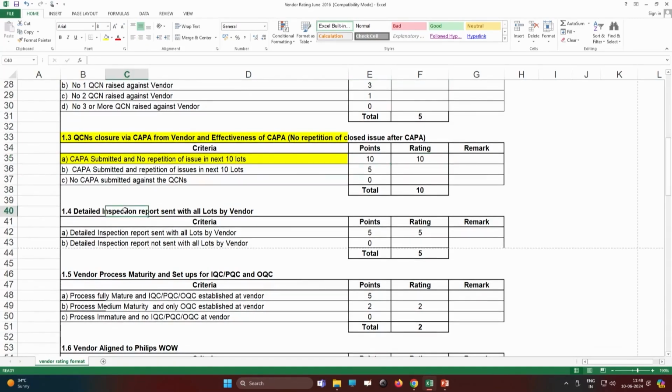Detailed inspection report. If your vendor is sharing with you all the time a detailed inspection report, meaning for whatever lot you are inspecting, then you will give 5.